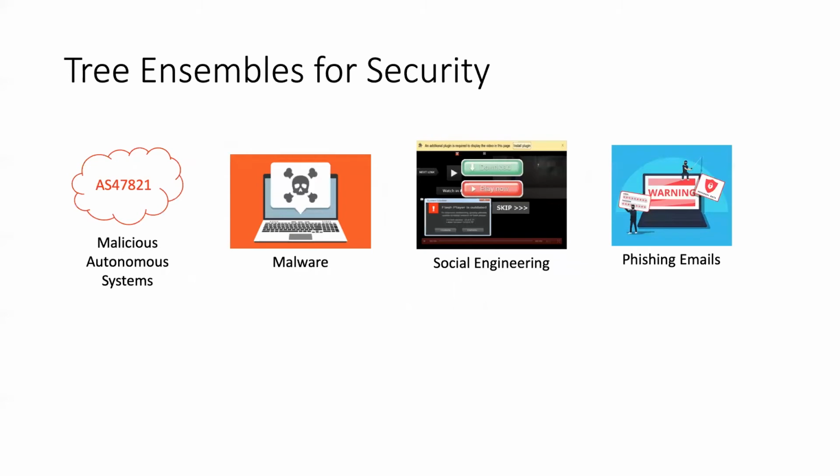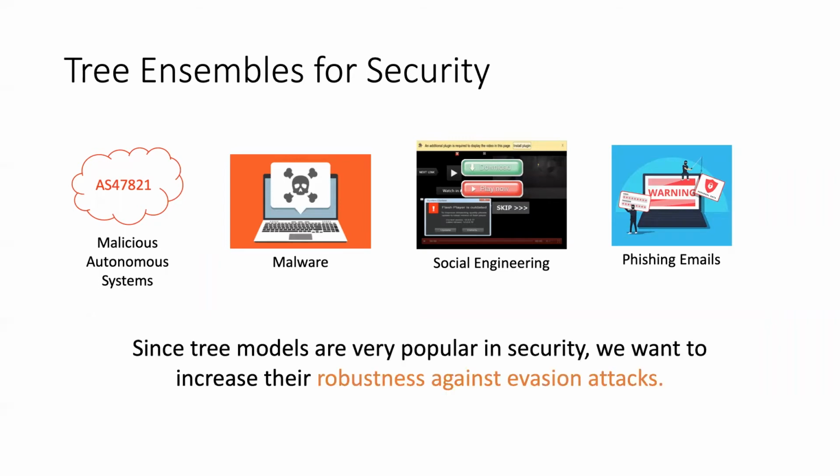We use tree ensembles such as random forest and gradient-boosted decision trees for many different security applications. For example, we train tree ensembles to detect malicious autonomous systems, malware, social engineering, and phishing emails. Since tree models are very popular in security, we want to increase their robustness against evasion attacks.